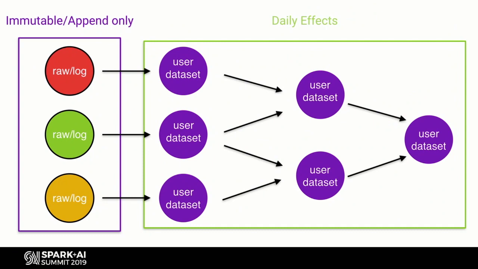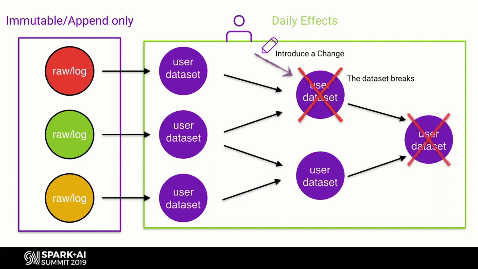And another cool characteristic from batch that people don't know that much and don't think about that much is the daily effects. So everything that the user creates is always based on this immutable log. So that's important. For example, let's imagine that a user is creating a data set, introducing a change to a data set, and the data set breaks. So this is the daily effect, running a daily batch run. So the data set broke, the downstream data set broke as well. That's a problem, right? But at least this is a local effect. It only affected a single data set in a single day.